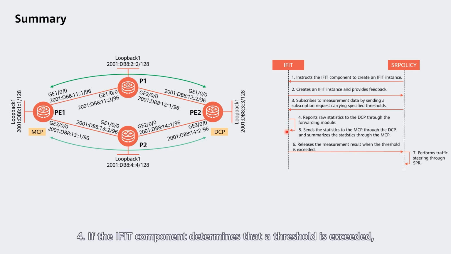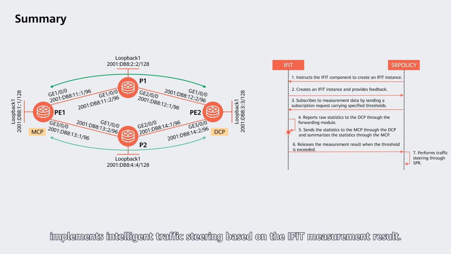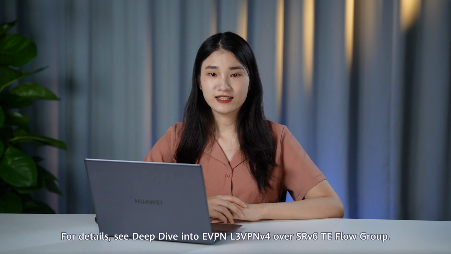4. If the IFIT component determines that a threshold is exceeded, the ingress advertises the measurement result to the SR policy component. 5. Finally, the SPR module of the SR policy component implements intelligent traffic steering based on the IFIT measurement result. For details, see Deep Dive into EVPN L3 VPN v4 over SRv6 TE Flow Group.